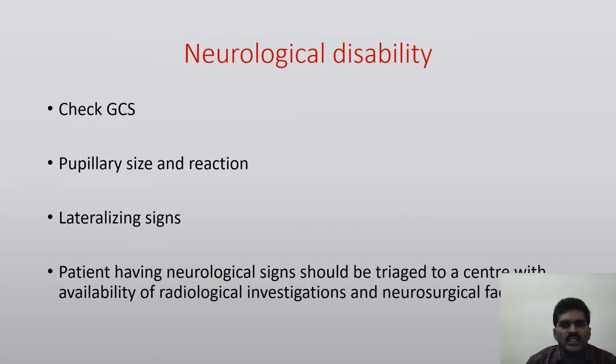Once you have stabilized the circulation, check the neurological disability. Initially, you are going to check for global neurological disability in the form of GCS. GCS has three components: eye response, verbal response, and motor response. Total score is 15, minimum score is 3. Any GCS of less than 8 is an indication for intubation if the airway is not secure.